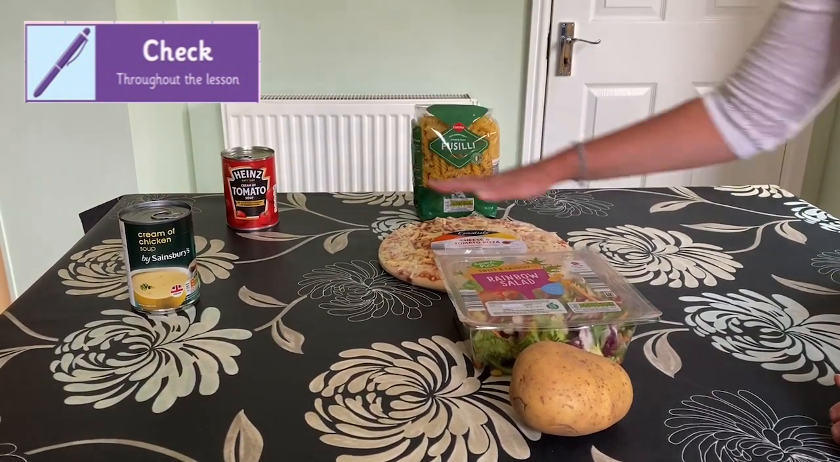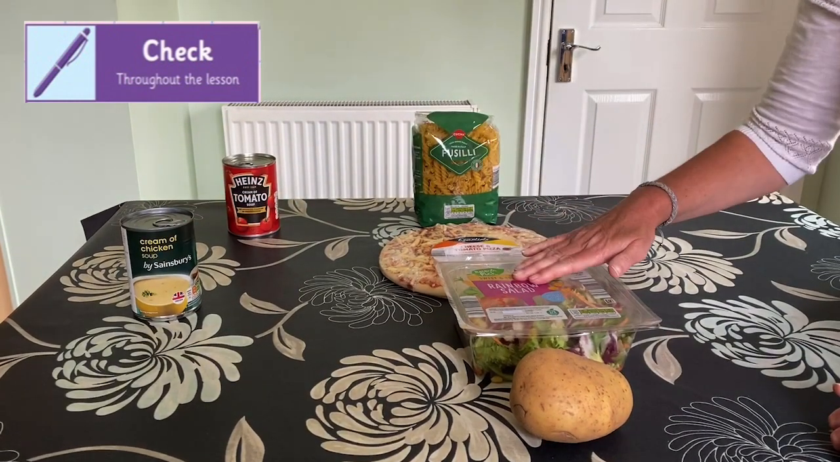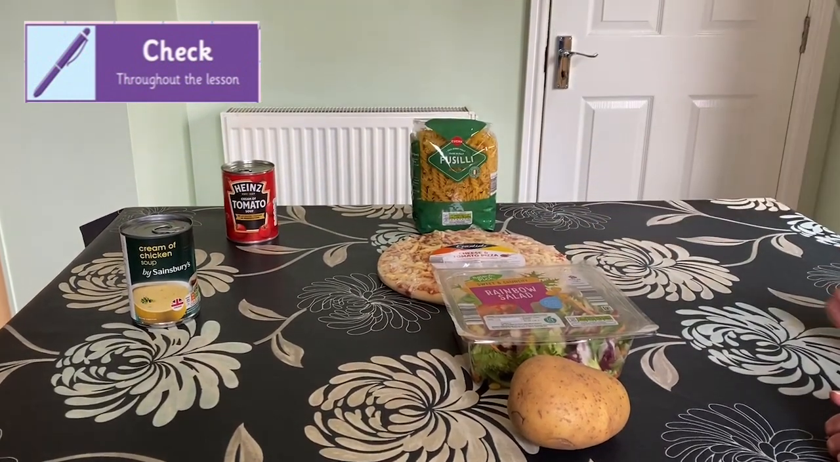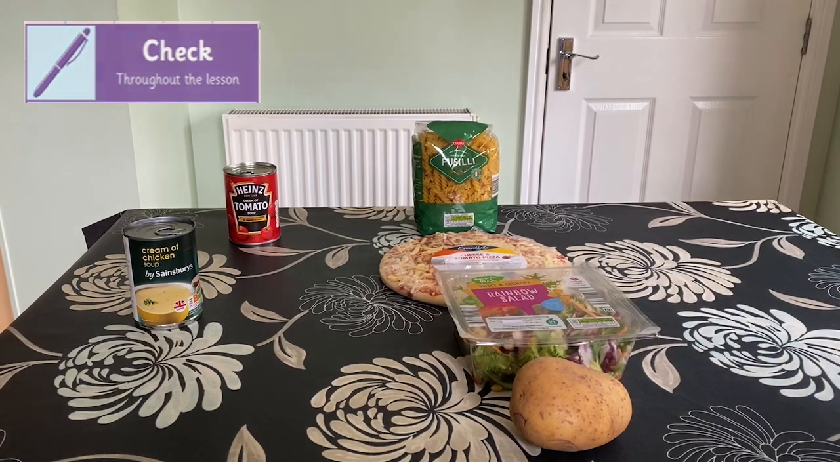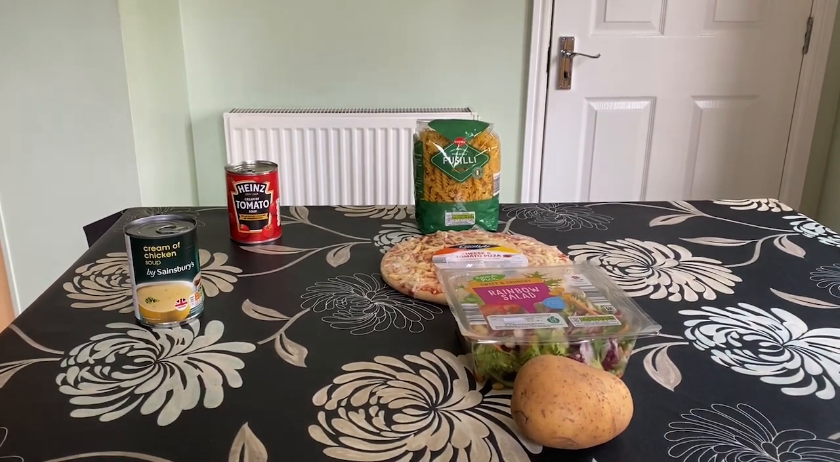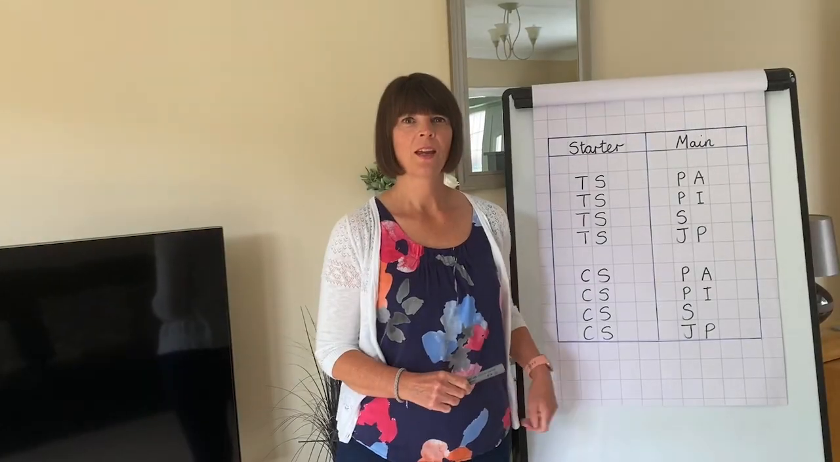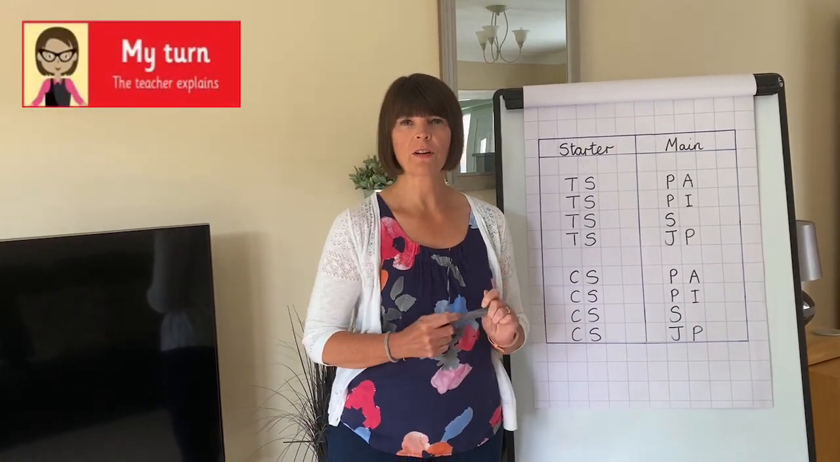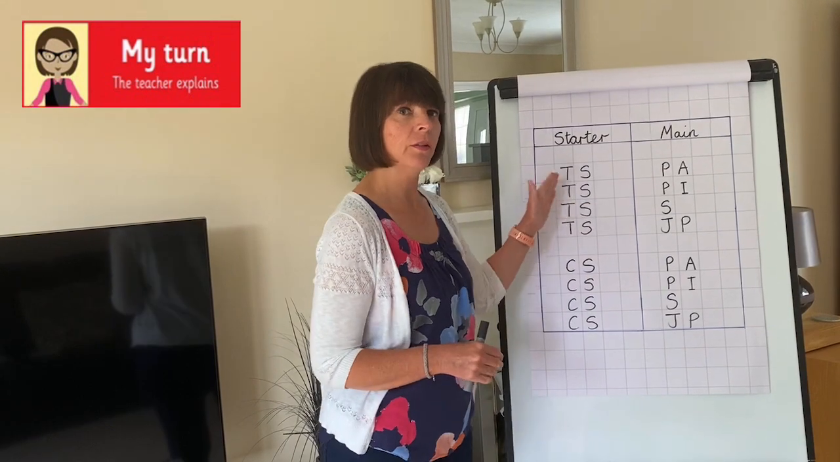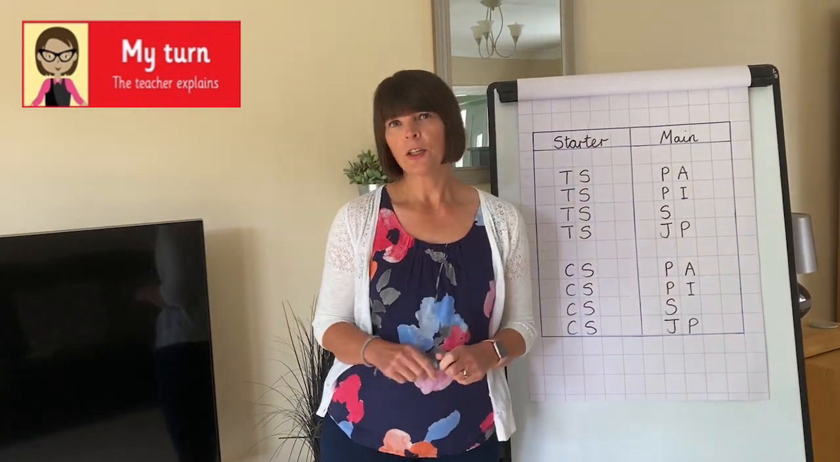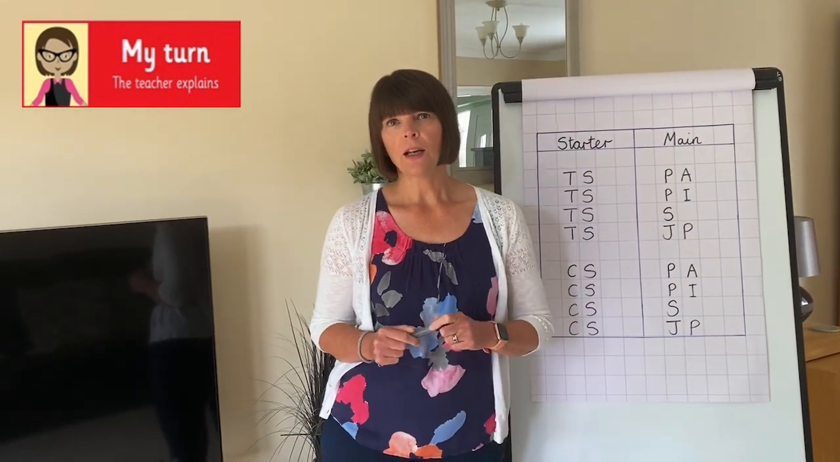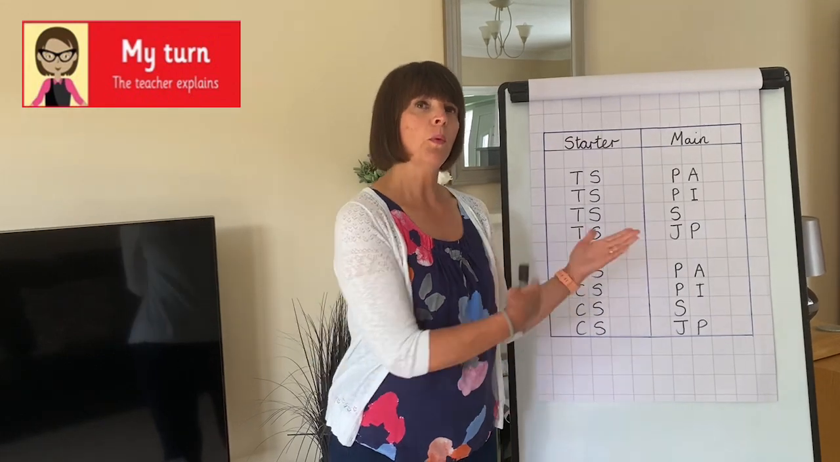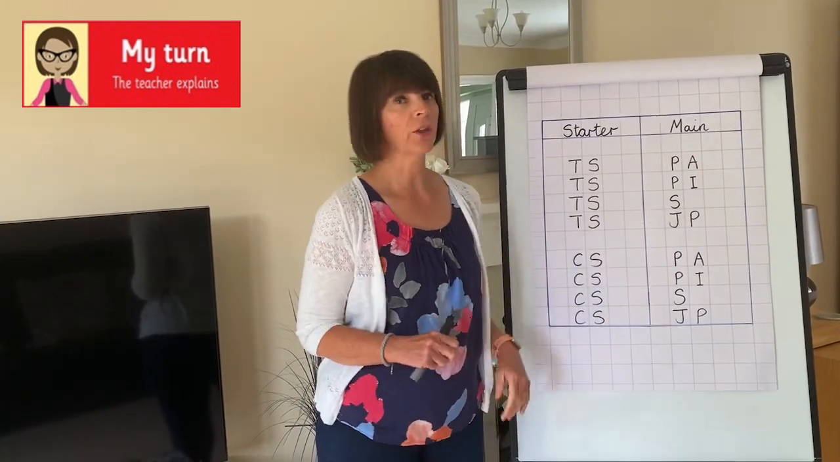You could have chicken soup and pizza, chicken soup and the salad, and then the chicken soup and the jacket potato. We're going to have a look now at how we might record that mathematically. Right, okay, so we've just had a look at some food items to try to create a meal planner. And what we're going to do now is look at how we could record that in our home learning books. So if we're going to record that, we could do it something like this.